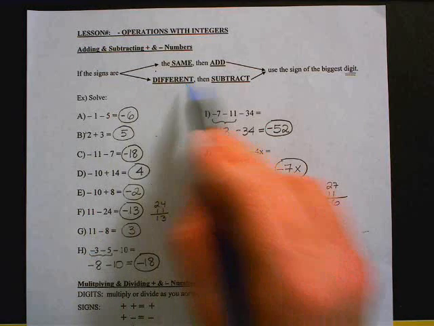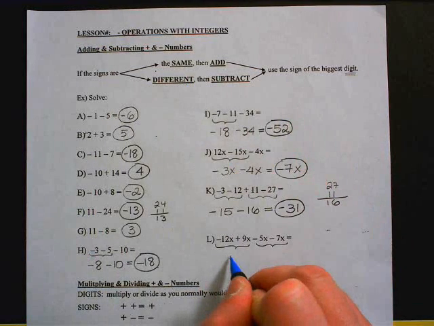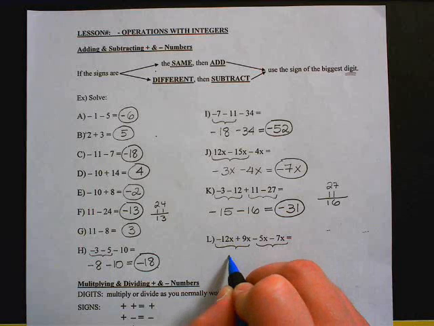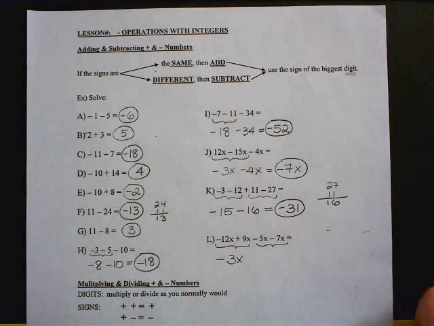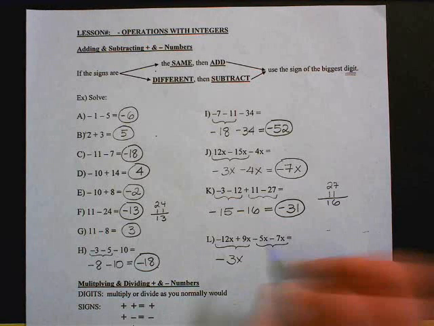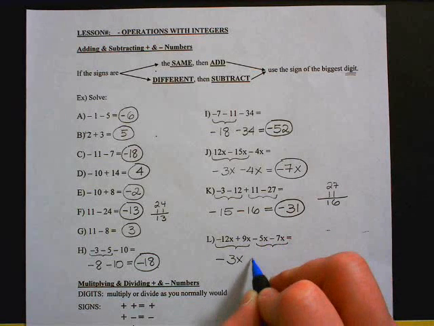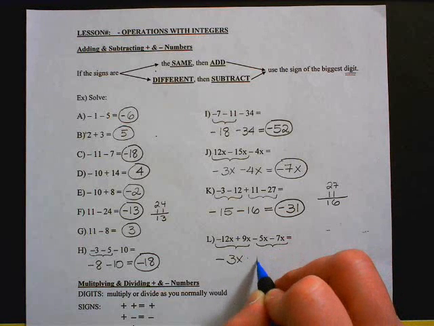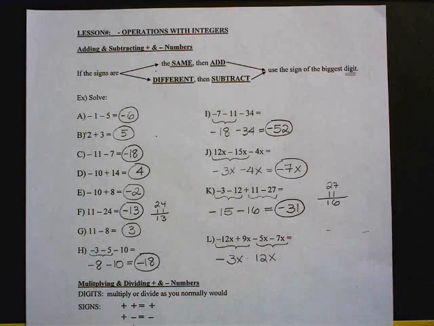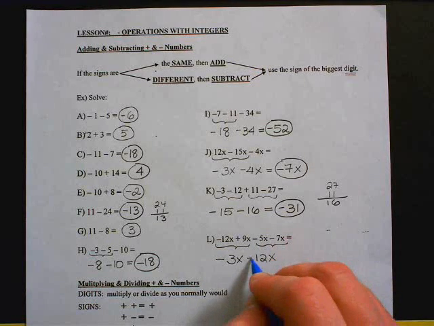According to this, I subtract. So this would be 12 take away 9 is 3x. And it would be the sign of the biggest, so it would be negative 3x. On the next two, signs are the same, so I would add and I would get 12x. And sign of the biggest would be a negative.